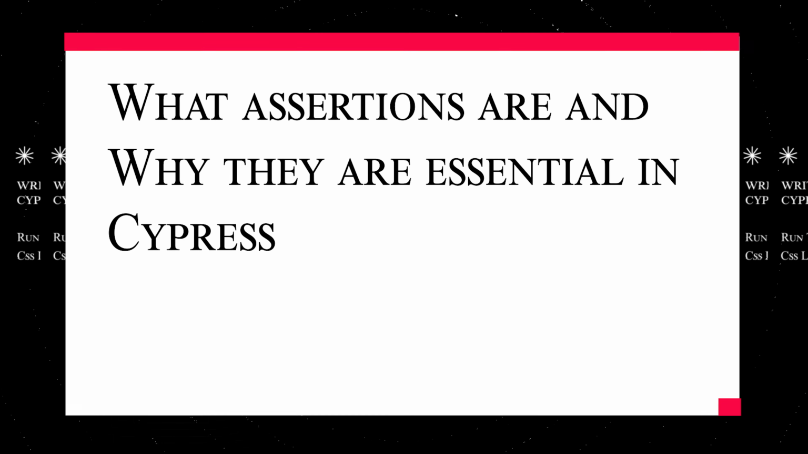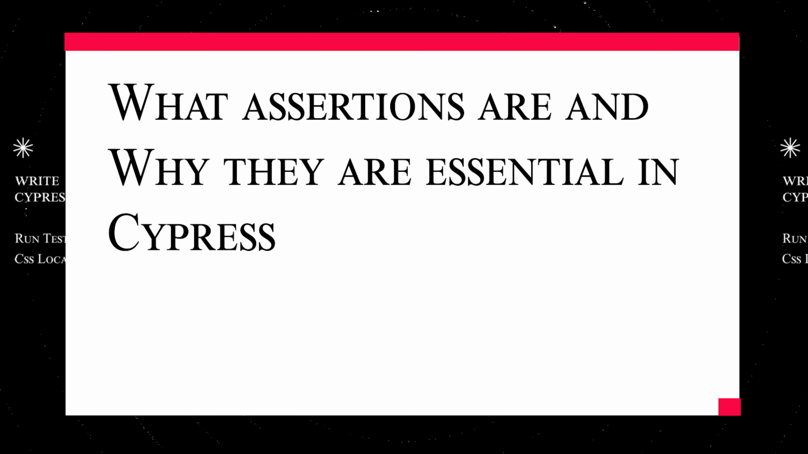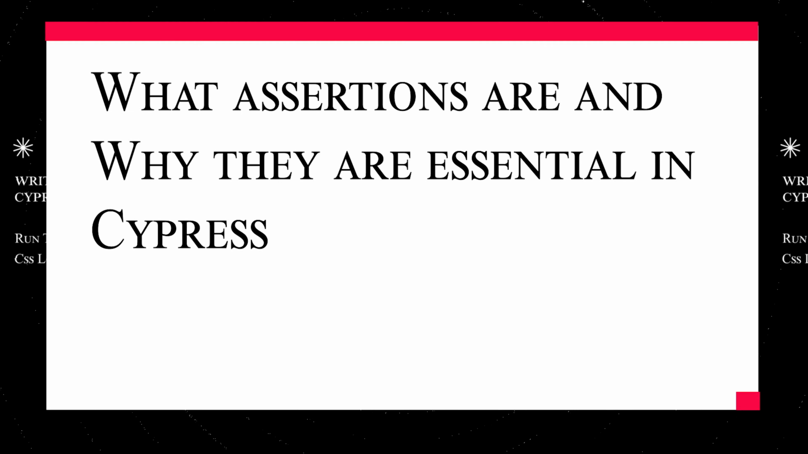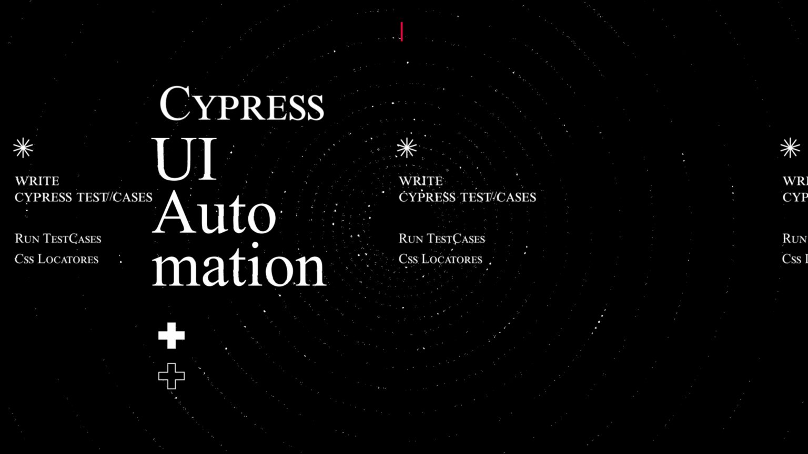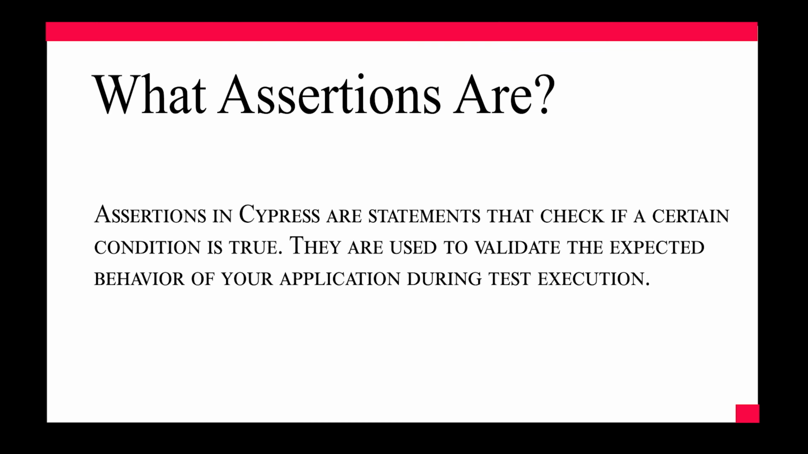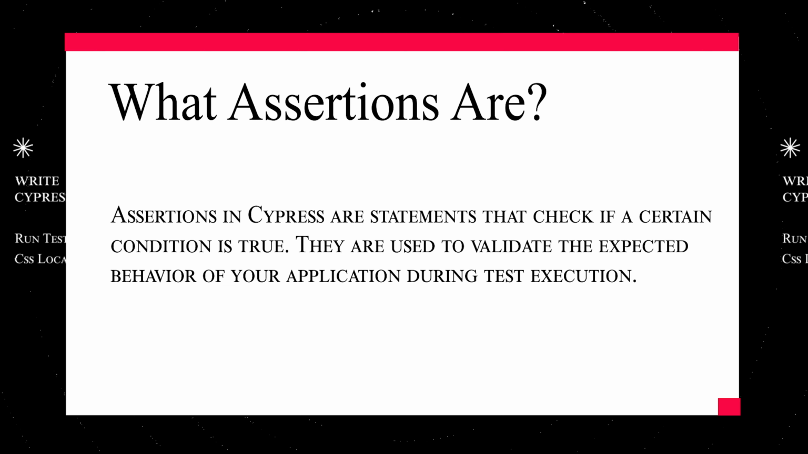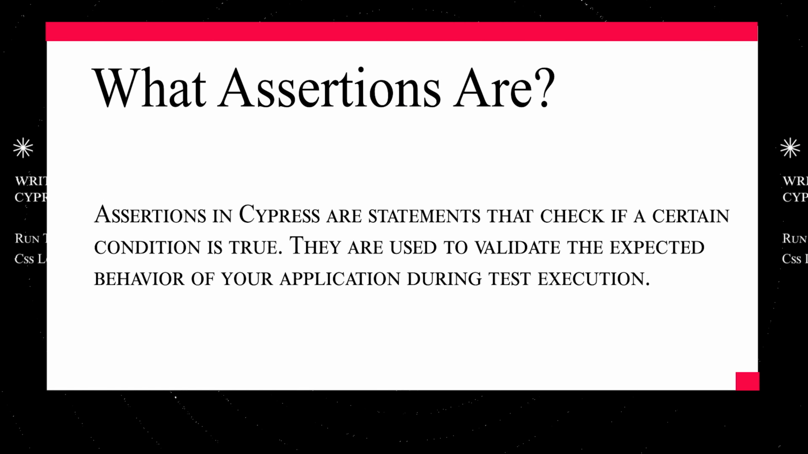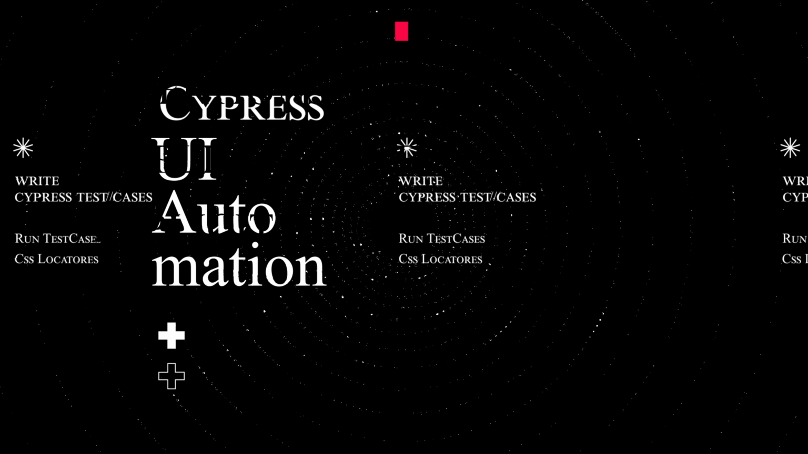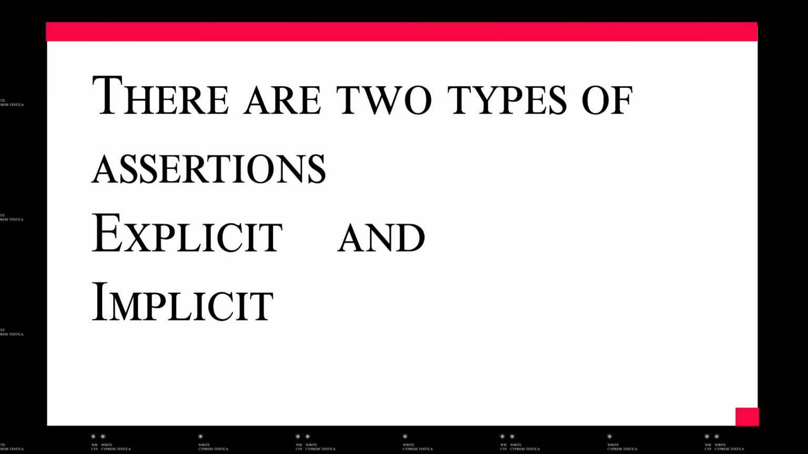Now we discuss the types of assertion in Cypress. Before we get into the details, let's see what assertions are and why they are essential in Cypress. Assertions in Cypress are statements that check if a certain condition is true. They are used to validate the expected behavior of your application during test execution. There are two types of assertion, explicit and implicit.